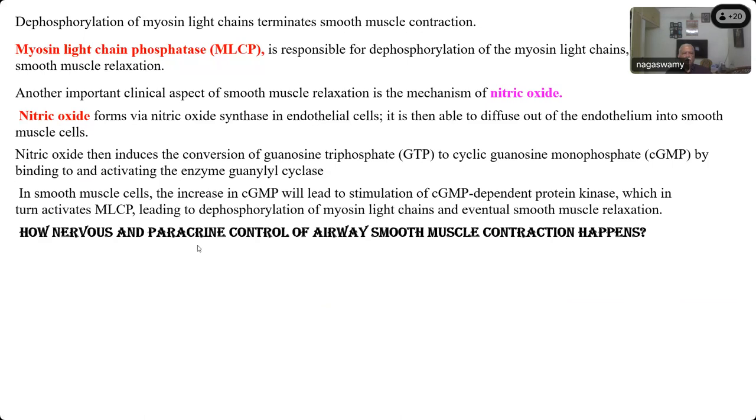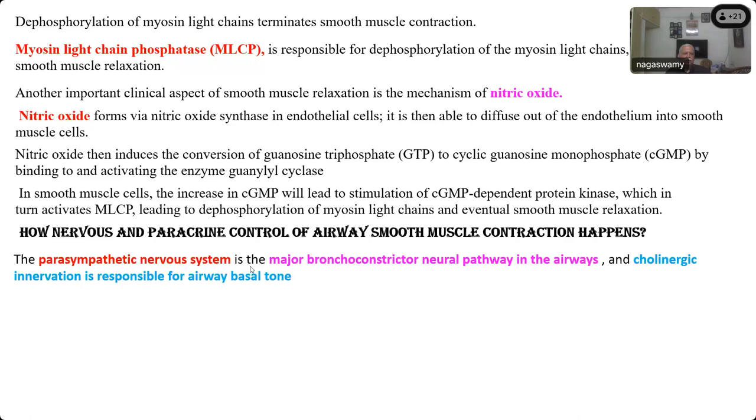Now, how does nervous and paracrine control of airway smooth muscle contraction happen? Normally, airway smooth muscles, as we saw earlier, have things which can affect the bronchomotor tone. So there is a nervous control as well as a paracrine control for smooth muscle contraction. How is it? Adrenergic and the cholinergic receptors. Very good. Nervous is either from parasympathetic or sympathetic, and paracrine.